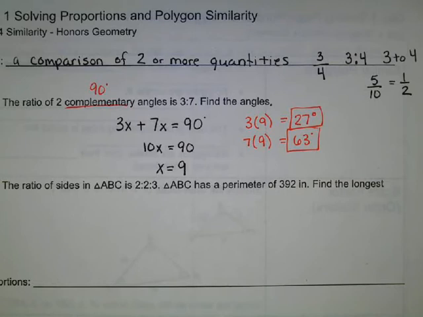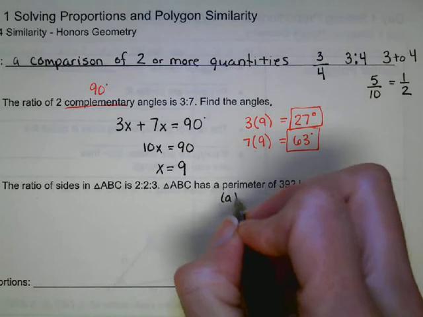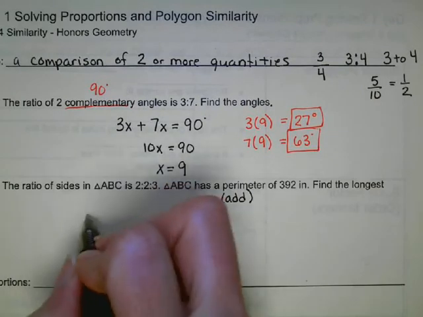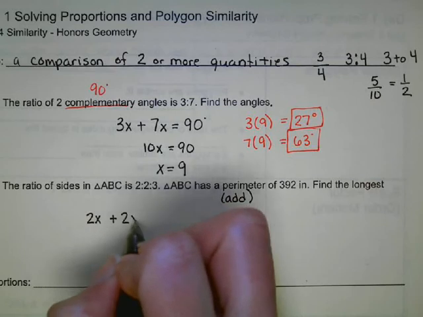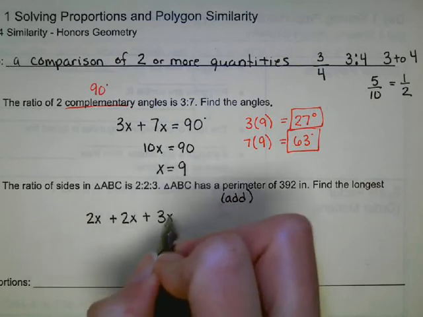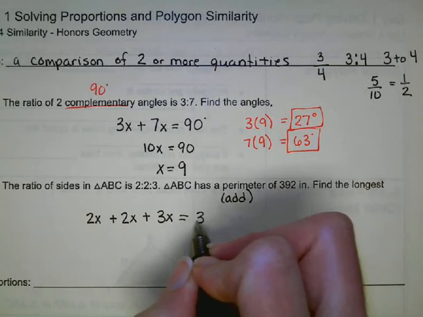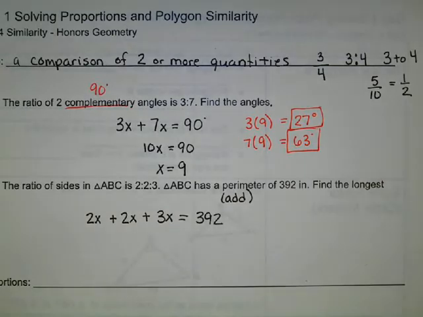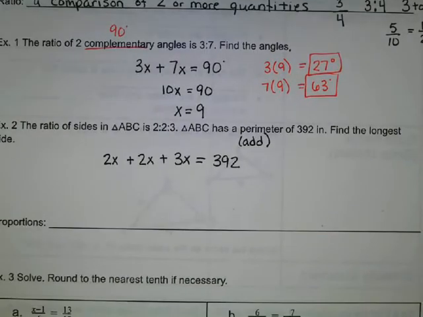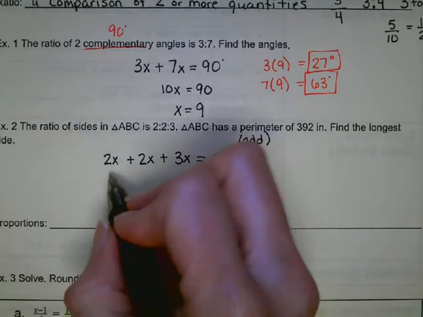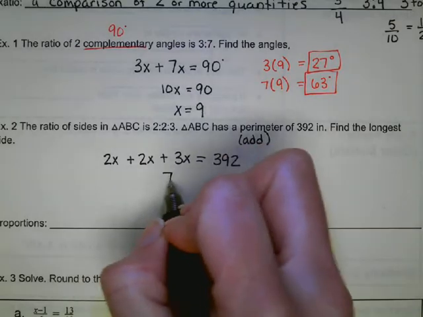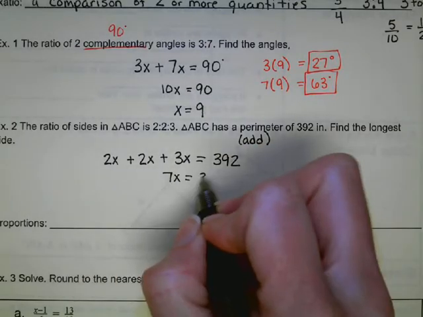All right, the ratio of sides of a triangle is 2 to 2 to 3. Triangle ABC has a perimeter of 392. So remember, perimeter means you're going to add up all the sides, so that should imply add. So we're going to take 2x plus 2x plus 3x equals the perimeter of 392. And these are the reduced versions of something that adds up to 392. So to solve, you add those together. That's 7, so that would be 7x equals 392.